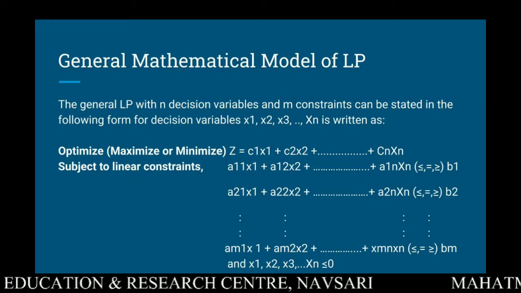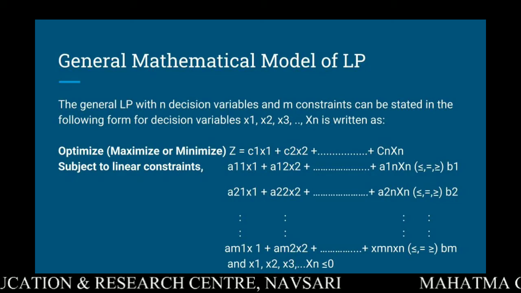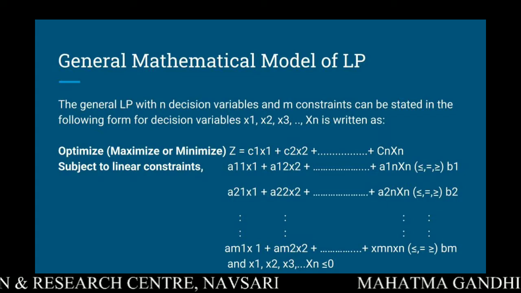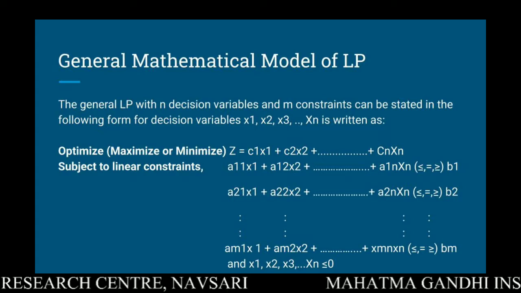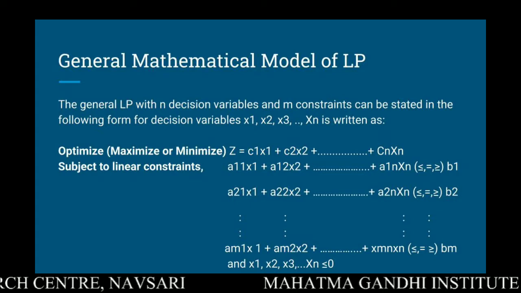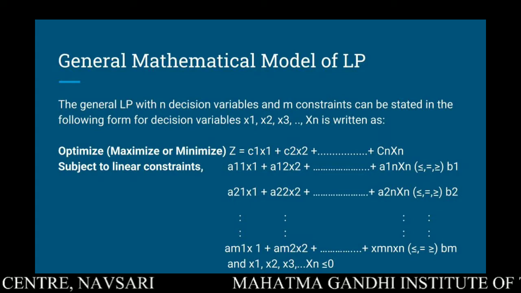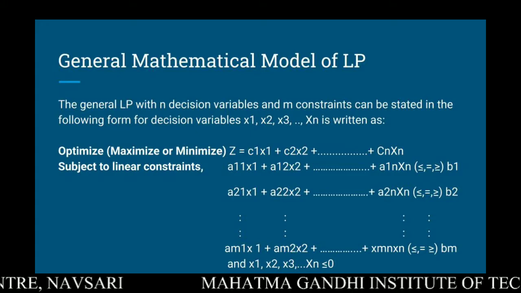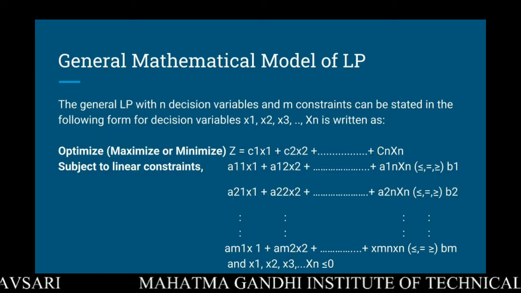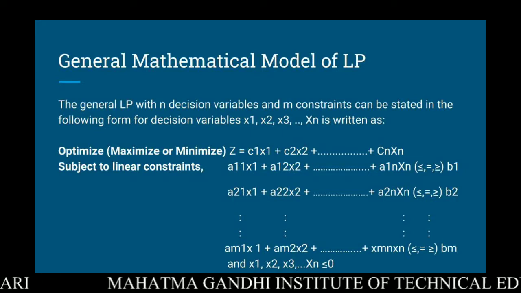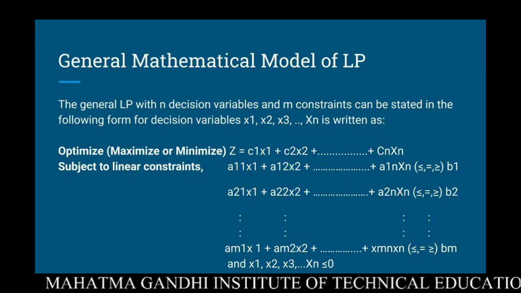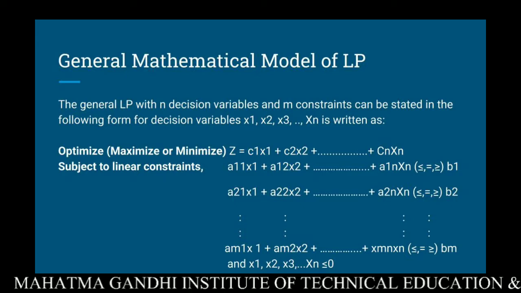These are written as subject to linear constraints, that is a11 x1 plus a12 x2 plus up to plus a1n xn, which should be less than or equal to, or greater than or equal to, b1. The inequation is linear, but it can be less than or equal to, greater than or equal to, or equal to. Another constraint: a21 x1 plus a22 x2 plus up to plus a2n xn less than or equal to, greater than or equal to, or equal to b2.